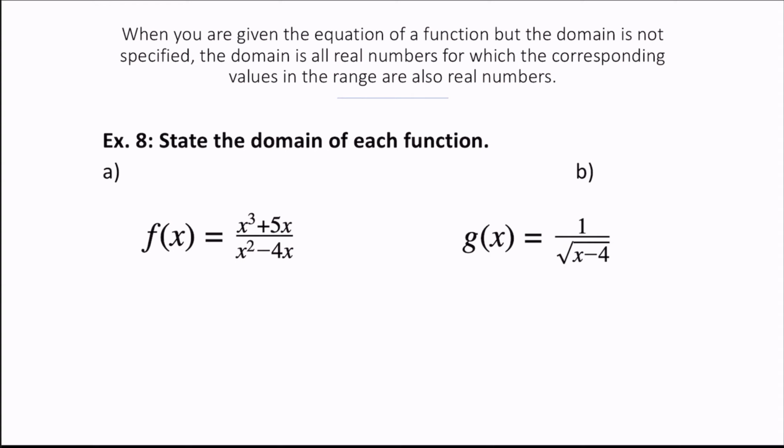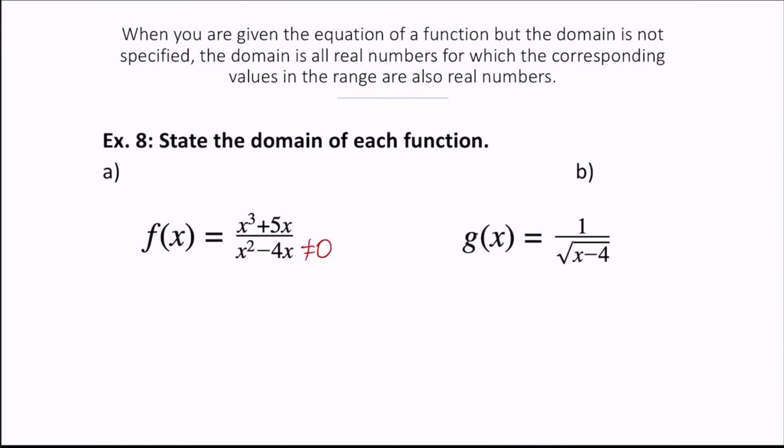When you're given the equation of a function, but the domain is not specified, we assume that the domain is all real numbers for which the corresponding values in the range are also real numbers. So, looking at this f of x equals x cubed plus 5x over x squared minus 4x, what can we not have? We can't have the denominator equal to 0. You can never divide by 0. It doesn't work.